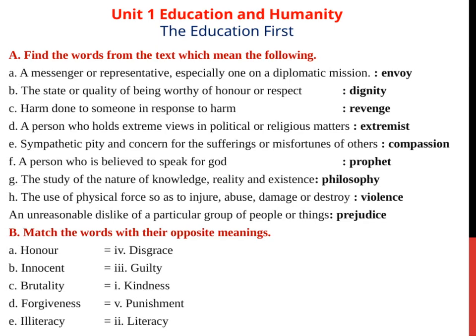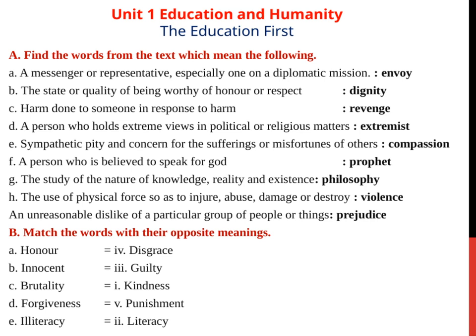On this slide, we're focusing on key vocabulary that connects education with broader human values. First, we identify words in the text that hold significant meaning, such as envoy, which refers to a messenger or representative, especially in diplomatic contexts. Another important word is dignity, highlighting the state of being worthy of respect.